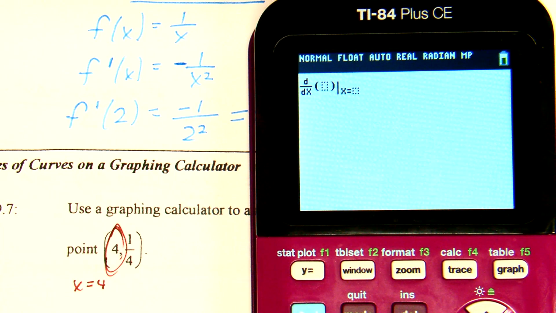Then there's a bar. And then it says x equals blank. What's my blank? 4. At what x value are we trying to find the derivative? And so we say 4. And then we hit equals, enter, and we get that lovely decimal. A long decimal. Enter.